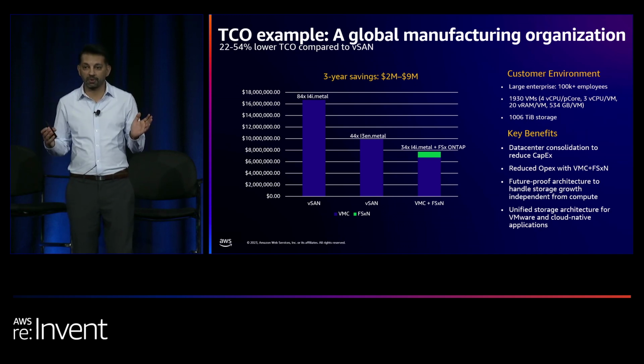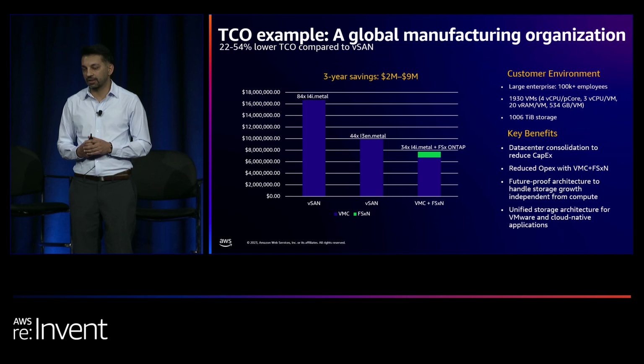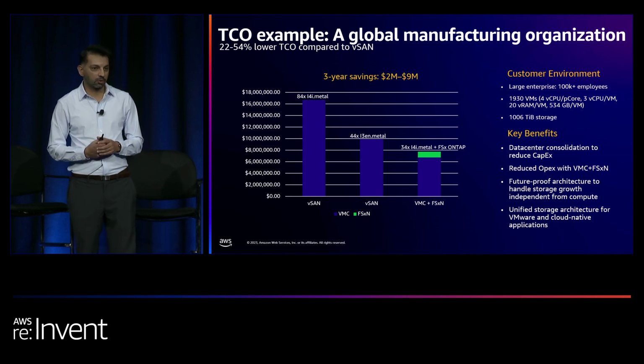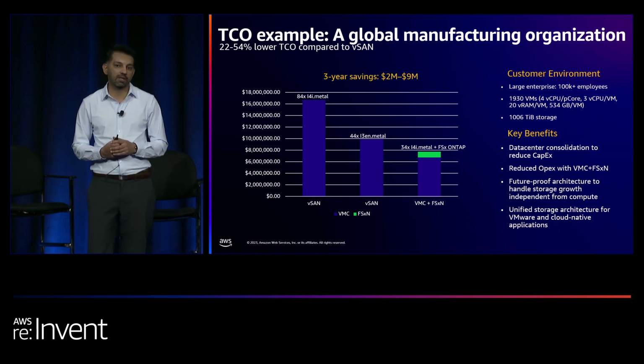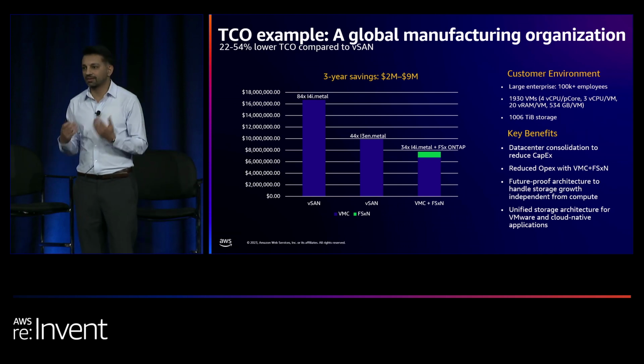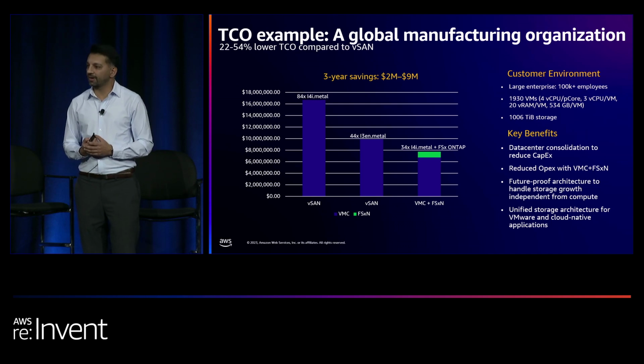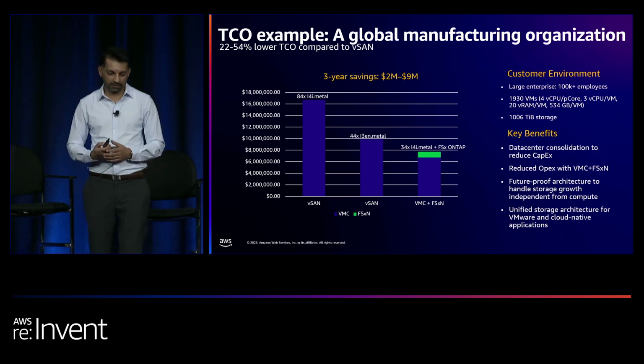The savings are more than $2 million across 3 years, 20 to 50% lower TCO. That's net savings these customers can now put to critical strategic areas of their businesses that require that kind of investment. Big, big value for our customers.